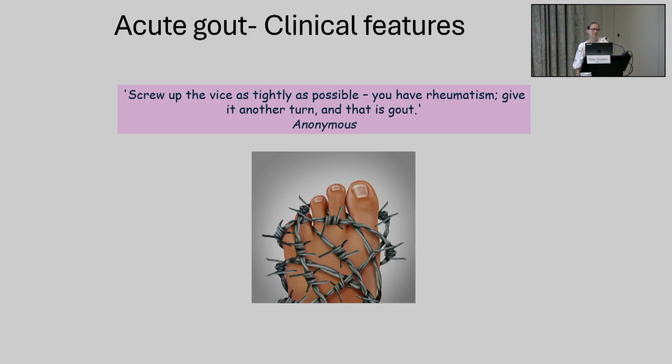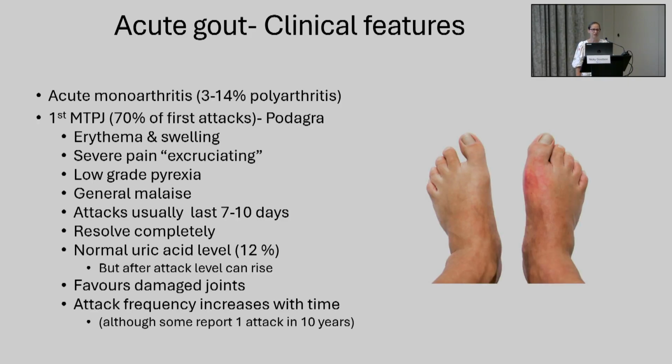So how do we assess gout? So an acute presentation, I really like this quote. If you screw up the vice as tightly as possible, you have rheumatism. If you give it another turn, then it's gout. So it just highlights how painful an acute attack of gout is. It typically starts with a monoarthritis. Most commonly affects the first MTP joint, and this is called podagra.